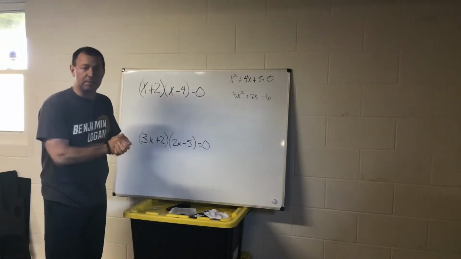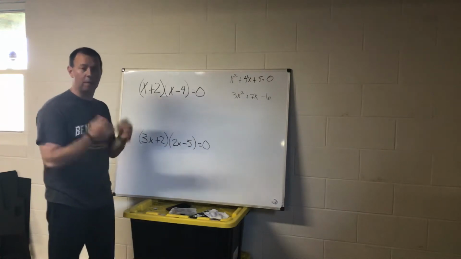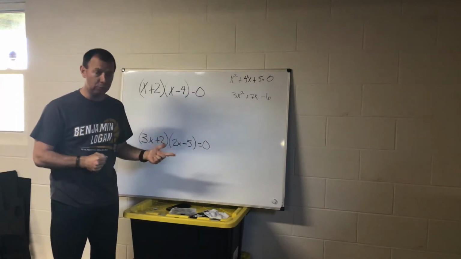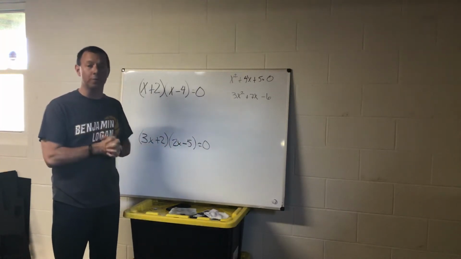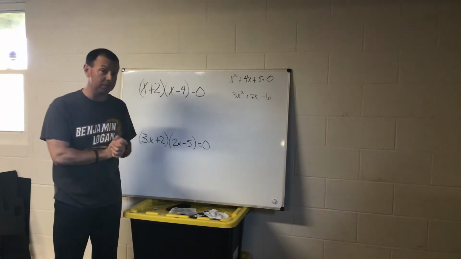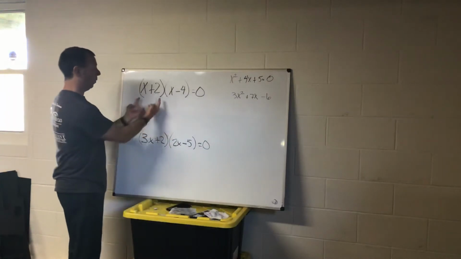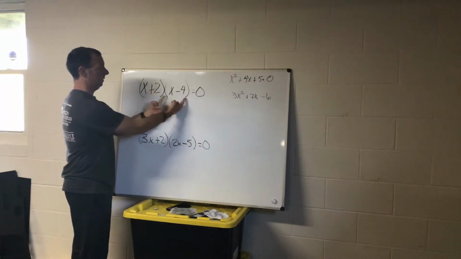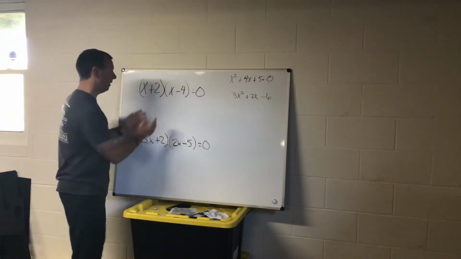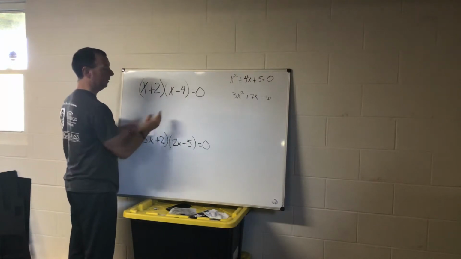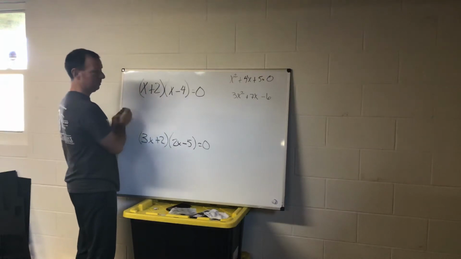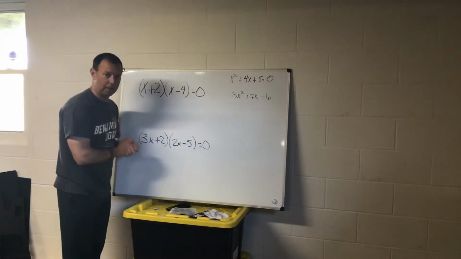Okay, that's the zero product property rule. If you have two numbers that multiply together and the answer is 0, then what do you know about one of those two numbers? Correct. One of them has to be 0. So in this example, I'm multiplying this number times this number, and the answer is 0. So if I'm multiplying these two numbers together and the answer is 0, then that proves that either this number has to be 0 or that number has to be 0.